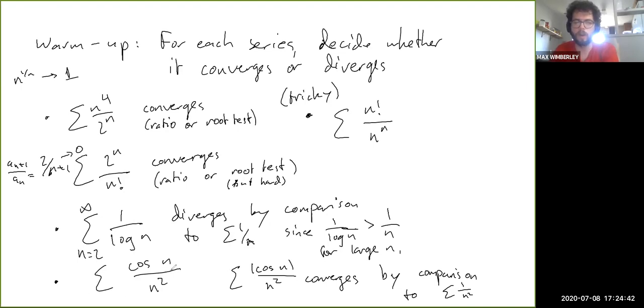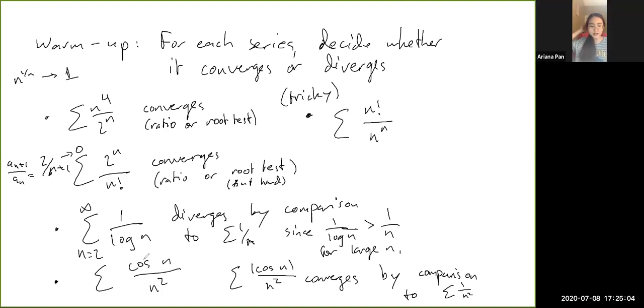Do you guys understand why you can't use the comparison test? It's not valid logic to say that because these are less than or equal to 1 over n squared, then this converges by comparison. Okay, well, hopefully.